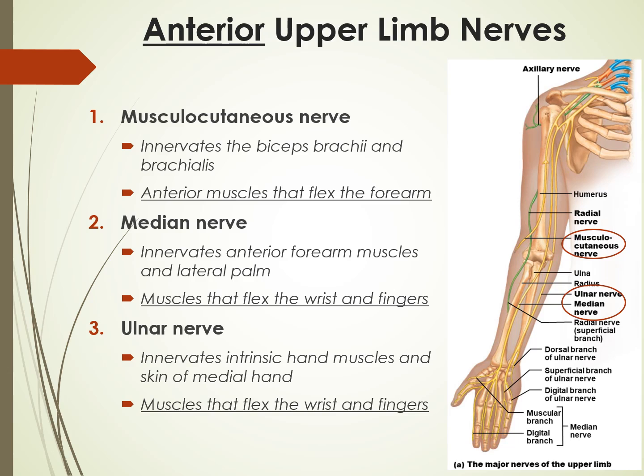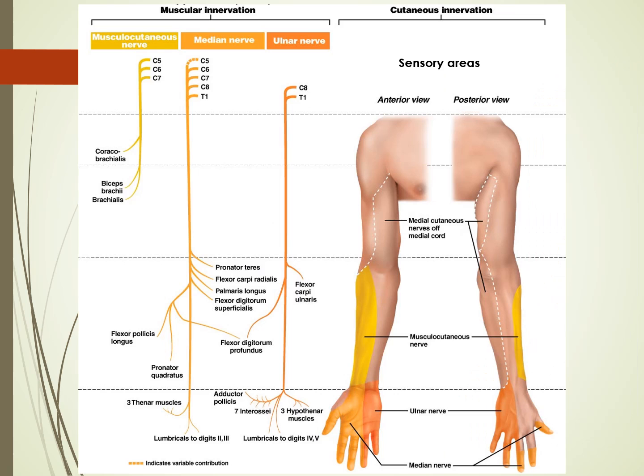So first, let's talk about the anterior nerves. We have 3 on the anterior side and only 1 kind of on the posterior side. Well, 2, but 1 main one. So we have the musculocutaneous nerve, and this guy is going to innervate the biceps and brachialis. Okay, so the muscles that are going to flex the forearm at the elbow.